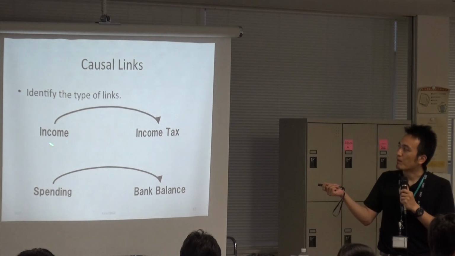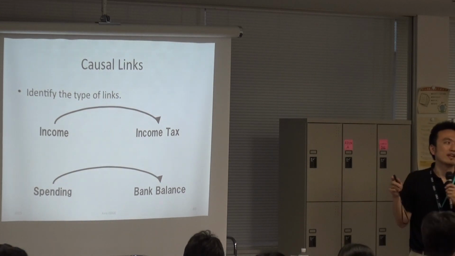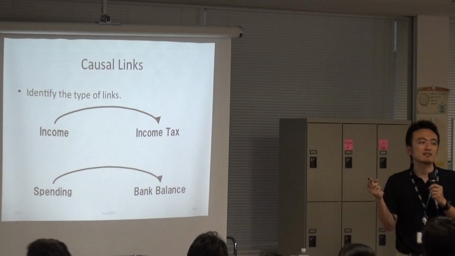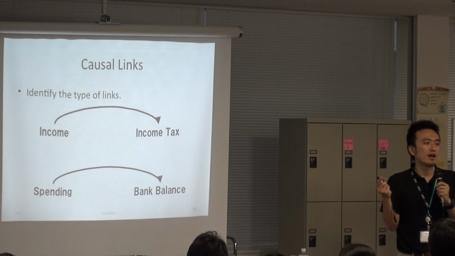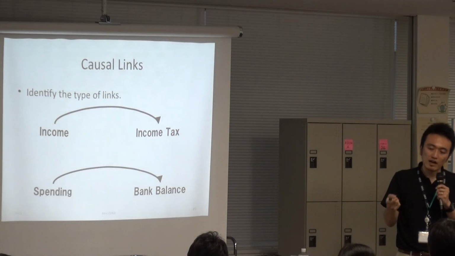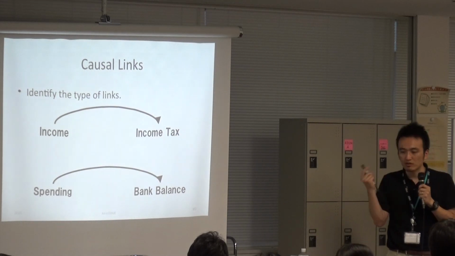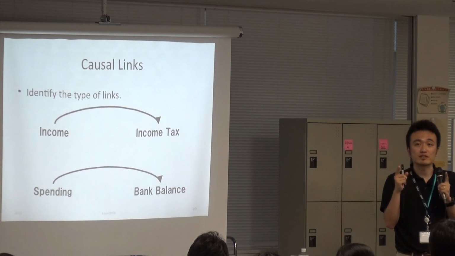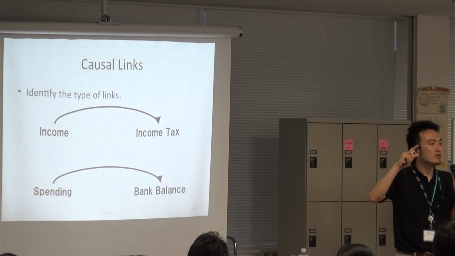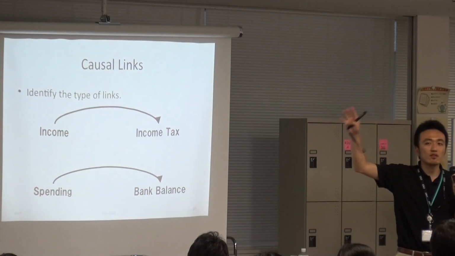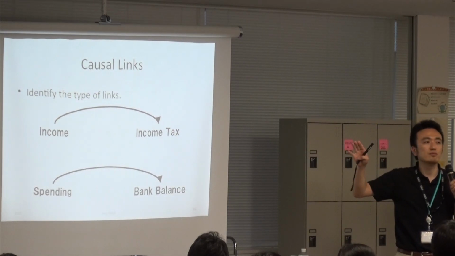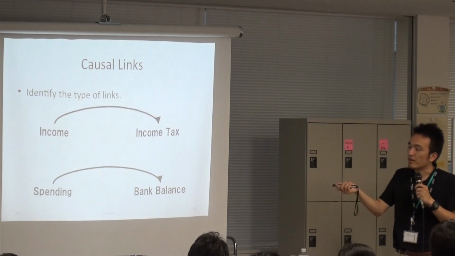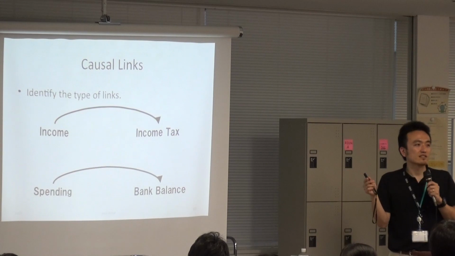I'll give you an example. Here are two variables we're looking at. Income is a variable, and income tax is another variable. In a causal loop diagram or causal links, you're only looking at two variables at a time, and you need to imagine all the other variables are not moving. Let's start. Income and income tax.